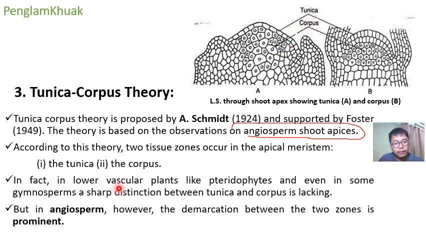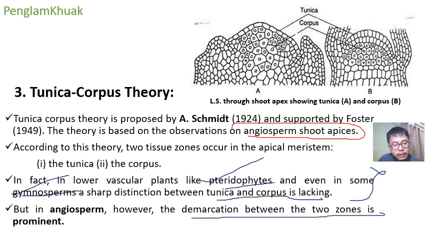In fact, in lower vascular plants like the pteridophytes and even in some gymnosperms, a sharp distinction between tunica and corpus is lacking. Keep in mind that because tunica and corpus are lacking in pteridophytes, bryophytes or gymnosperms, this theory will not be applicable in the case of gymnosperms and lower plants like the pteridophytes. But in angiosperms, the demarcation between the two zones is prominent and clearly visible. Because of that, this Tunica-Corpus theory is only for angiospermic plants. Keep in mind.